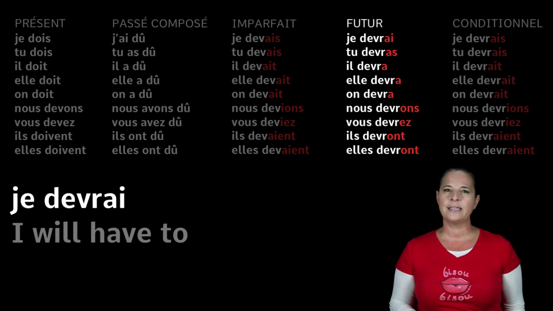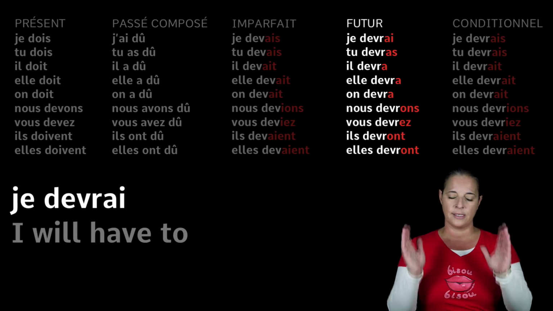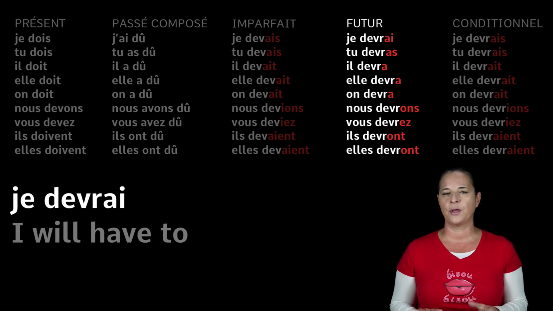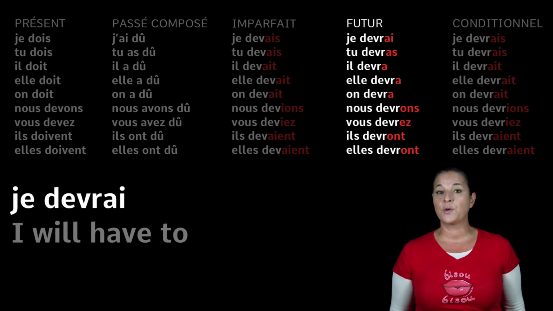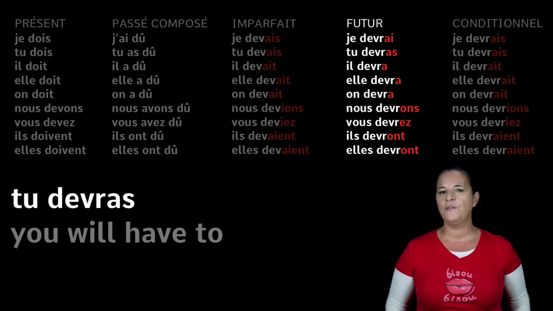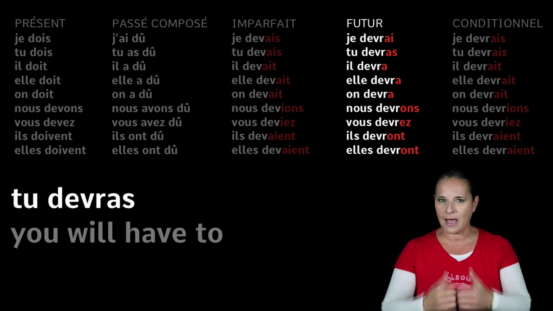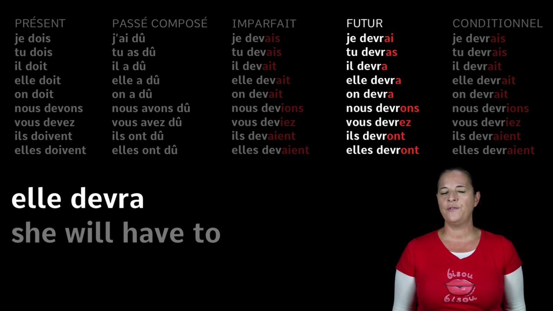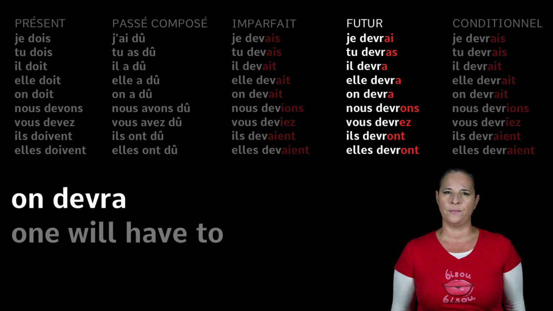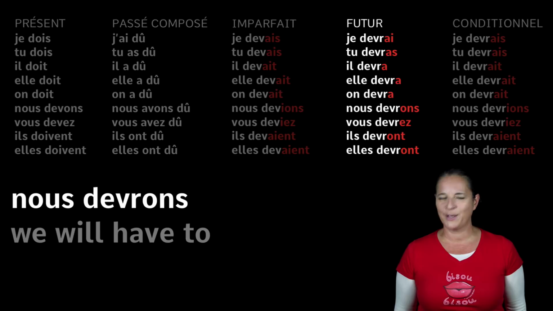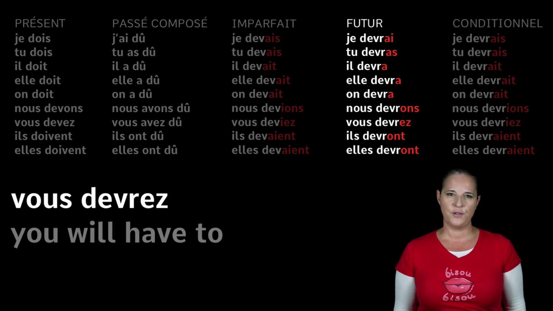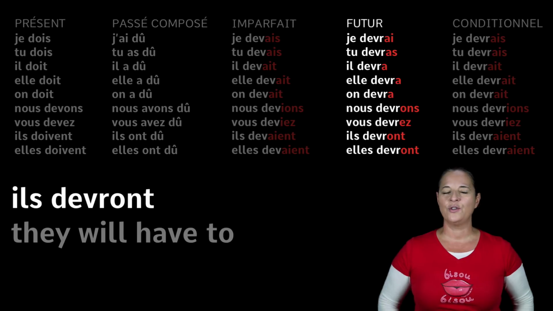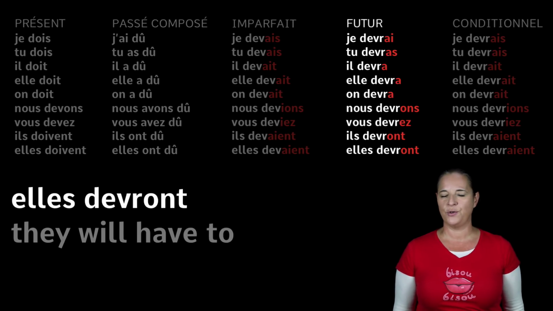So for devoir, it is devr, D-E-V-R. Okay, so you use devr throughout the future, okay? And you add those special endings, which are the future tense. Je devrai, A-I. Tu devras, so I will have to, you will have to. Il devra, he will have to. Elle devra, she will have to. On devra, one will have to. Nous devrons, okay, we will have to. Vous devrez, okay. Ils devront, and elles devront.